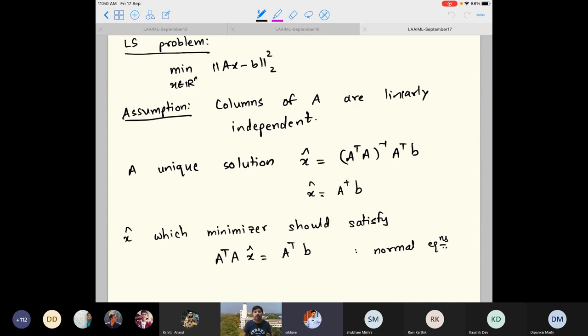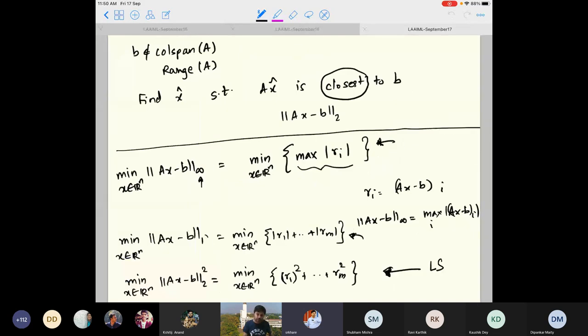People have various reasons to look at these particular norms, the one norm and the infinity norm, and there are some applications around. We'll probably get to one of those applications, which is compressive sensing, a little later in the course. In that particular case, you'll see that the two norm is really not the good thing, but the one norm really plays a role. There are also other things called LASSO. These are also types of problems where you see different norms coming into the picture. There are applications, but we are focusing on the two norm.